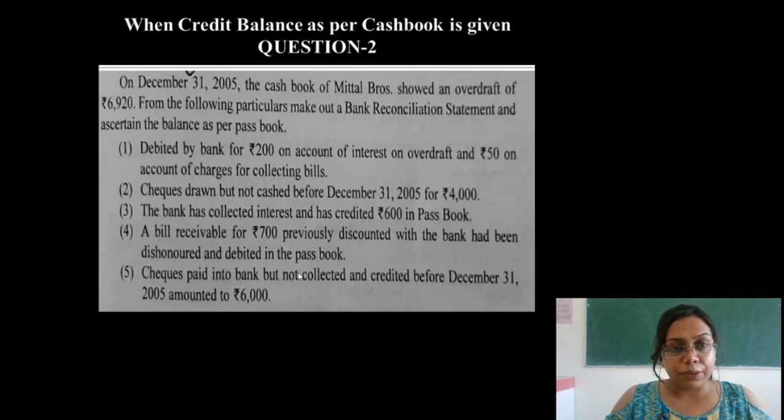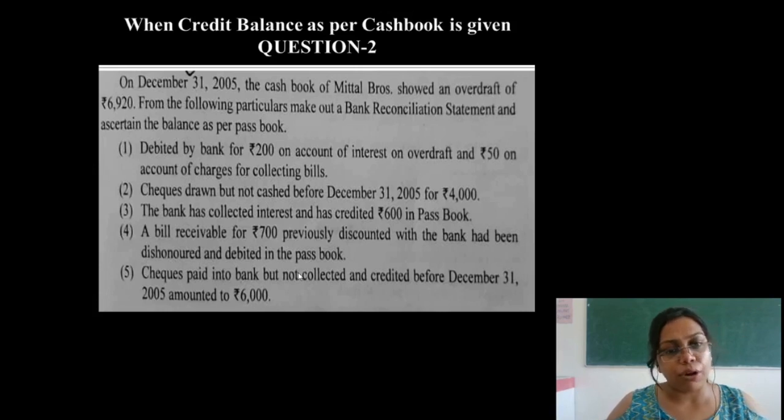So first we'll discuss the question again. On 31st December 2005, the cash book of Mittal Bros showed an overdraft, an unfavorable balance, of rupees 6920. There were some differences between the passbook and the cash book. Those were debited by the bank for rupees 200 on account of interest on overdraft and rupees 50 on account of charges for collecting bills.